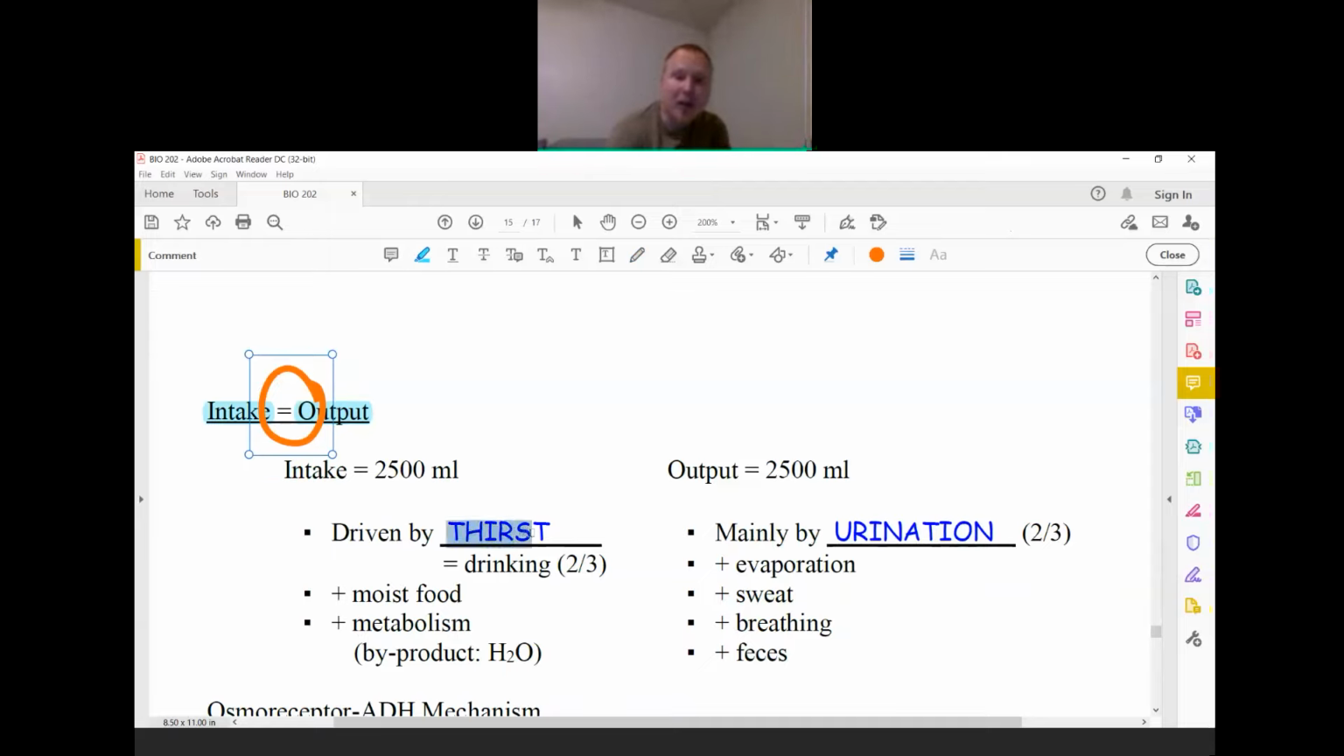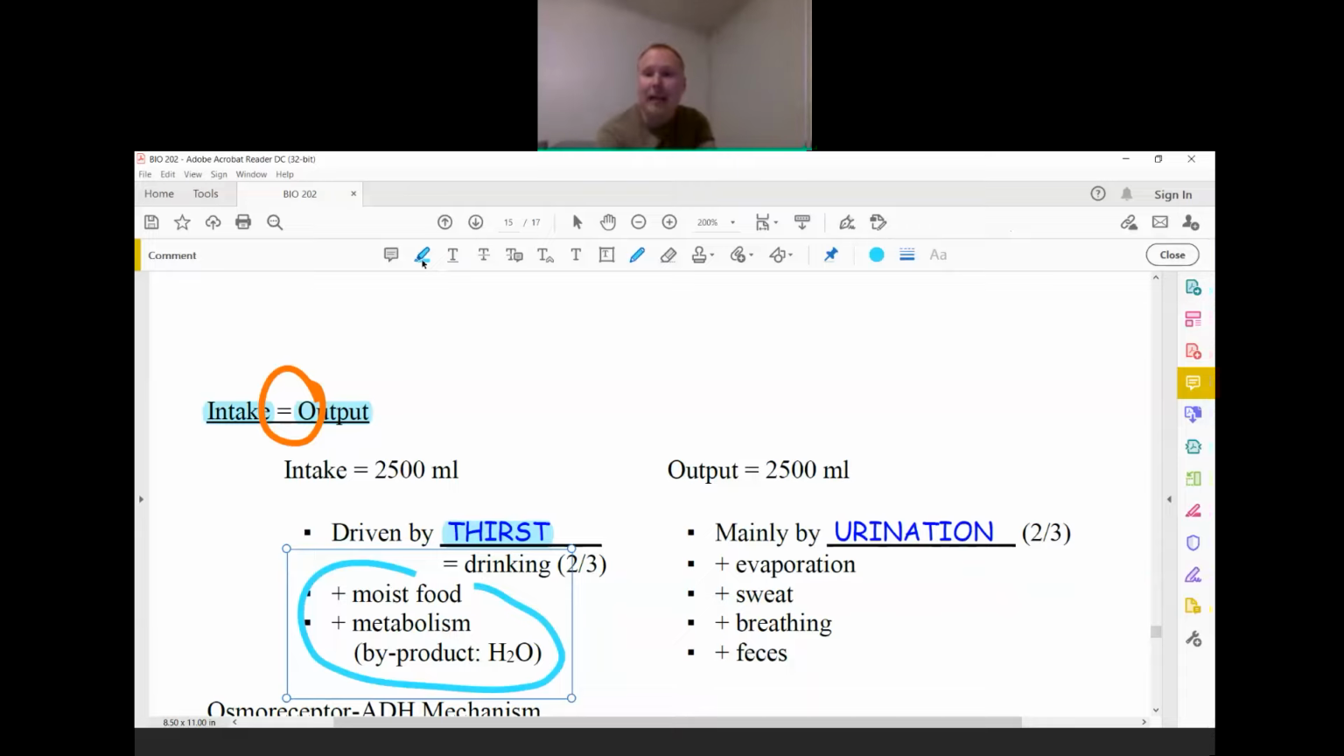Well, that's thirst. You get thirsty. About 2/3 of all the fluids to your body come from drinking, with some smaller amounts from the moist food, and also as a byproduct of metabolic reactions, we produce water. How do we get rid of the water? Well, that's mainly through urination, again about 2/3, smaller amounts through evaporation, sweating, and breathing, and a very tiny amount through feces, because feces are pretty dry.